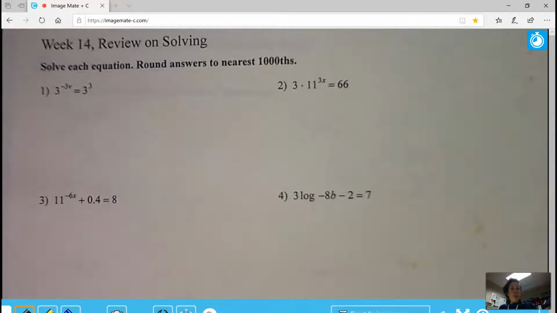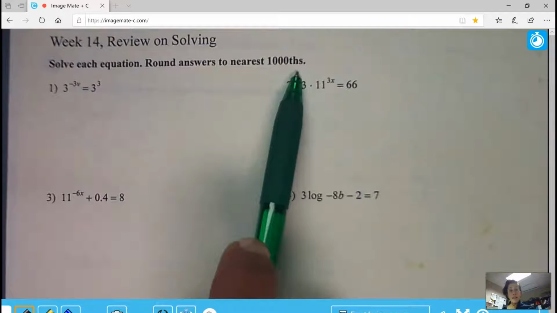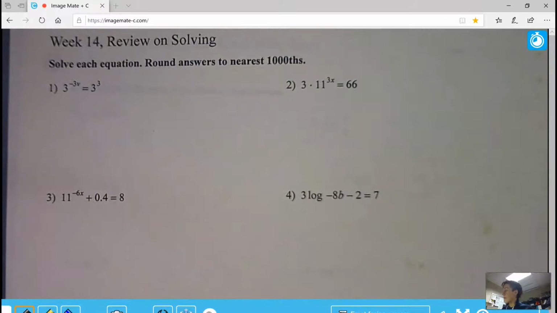We are on the week 14, the white page that says review on solving. I think it's white. Yeah, it is. Okay. So anyway, there's 10 problems, and again, just like before, I'm going to select a few to do with you. You're going to round all your answers to the nearest thousands. You're also welcome to just leave them as a fraction as well. So there are problems that are exponent problems, and then there are problems that are log problems.